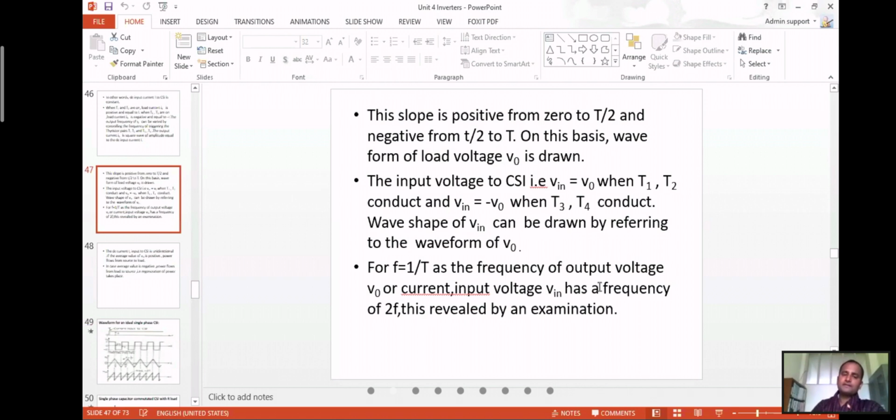So for f equals 1 by T, that is, the frequency is equal to 1 by the total time period. We know very well that the output voltage has frequency f, while the input voltage V in has a frequency of 2f. This is asked in examinations. So please try to find out why the input voltage has a frequency of 2f.